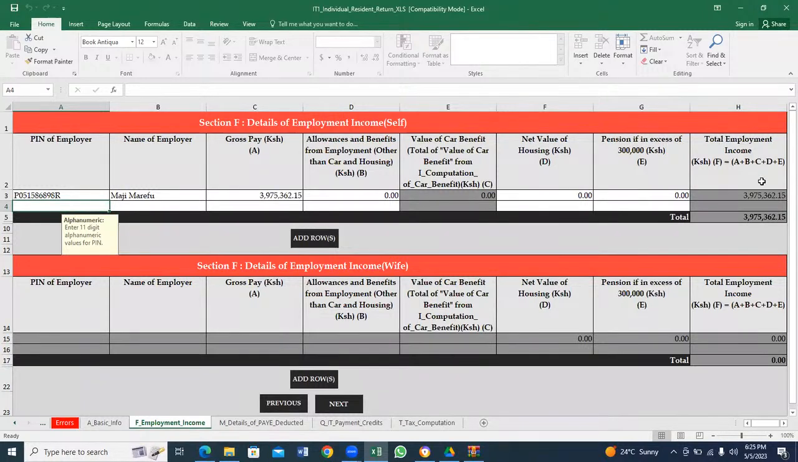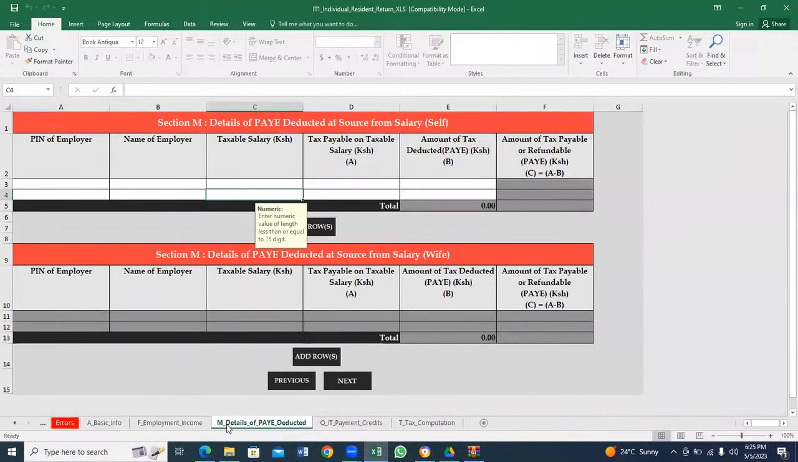If you are filing with me, we should be together up to this point. Then you move to sheet M. Can you move to sheet M with me? Click on it. I'm at sheet M now. Yes, this is sheet M.